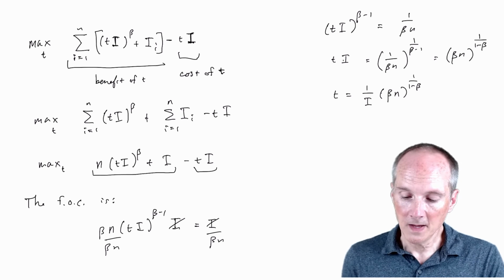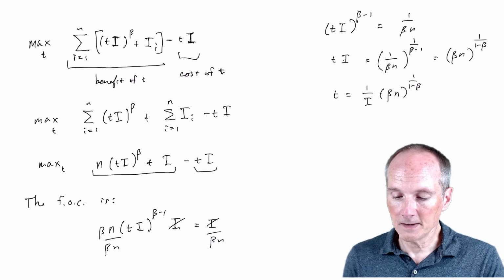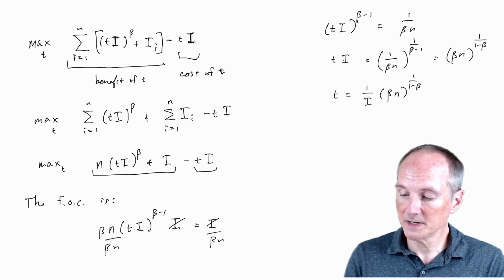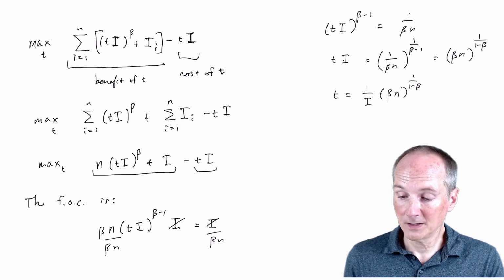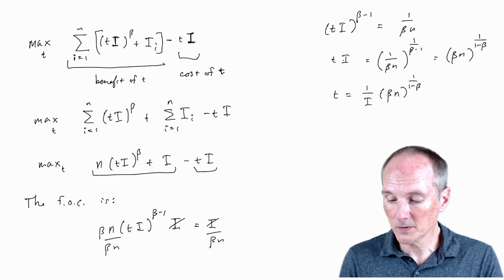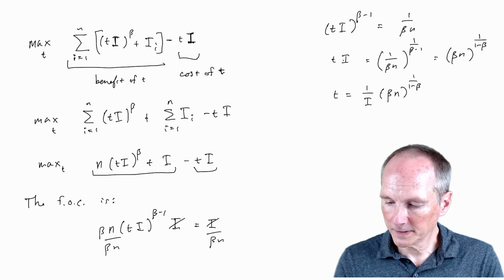I have to say, though, it's not necessarily the optimal tax rate, because this expression that we just wrote down could be bigger than 1. It's going to be positive, but it could be bigger than 1. And so we have to be a little bit careful here.